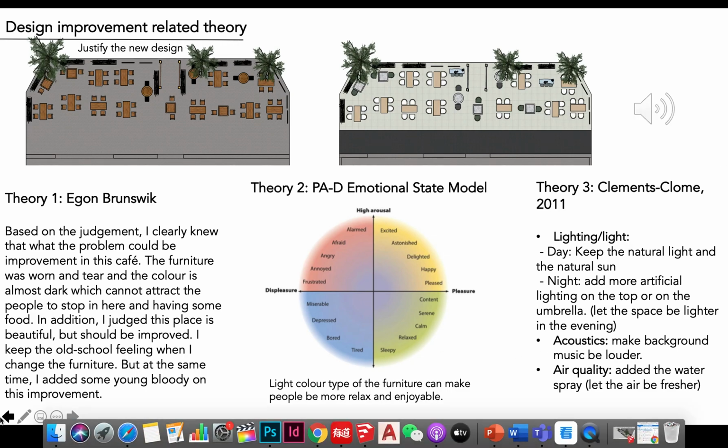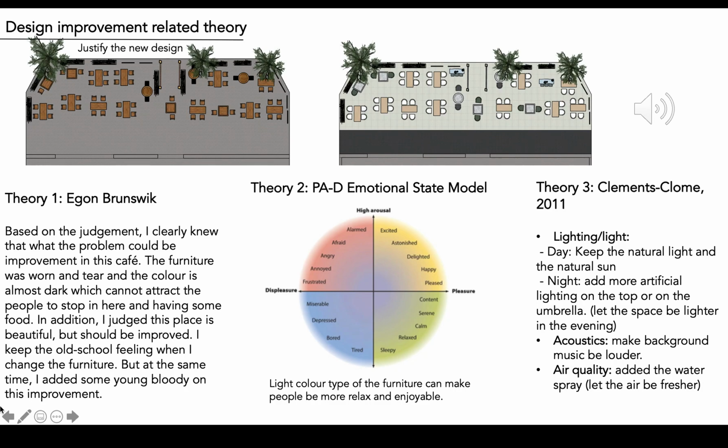For the design improvement related to the series, I use three series. The first one is the Brunswick's judgments, and I think I should change the colors of the furniture because I think the dark furniture cannot attract people to stay here and have some food. And I think I should add some young blood to these old school buildings and restaurants. And for series two, the emotional state model, which impacted me a lot, based on that, I decided to change the colors and the furniture types.